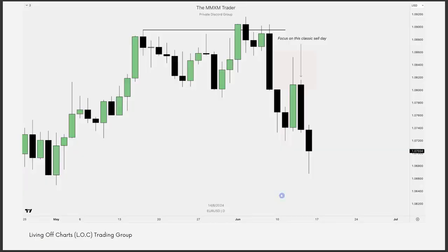So over here we're talking about those classic sell day profiles, right? We've got the Euro USD daily chart. We hit a key level, right? We had a breaker, fair value gap. We hit that, closed inside, and then we focus on the next day for a classic sell day profile.